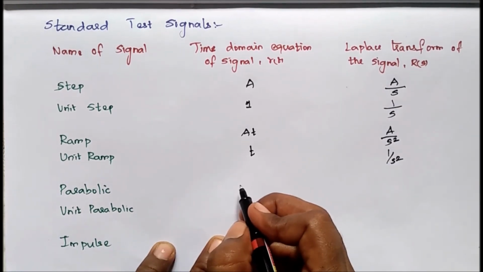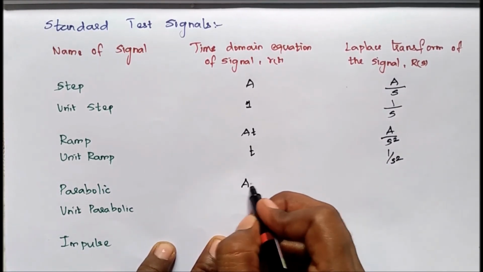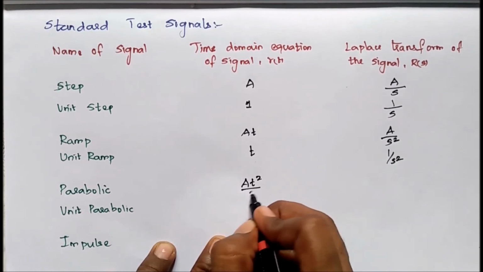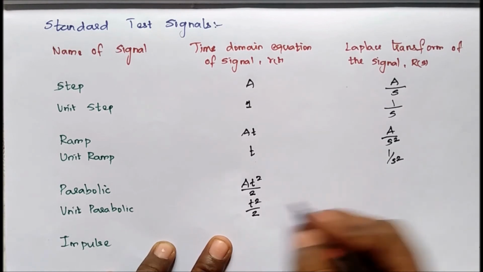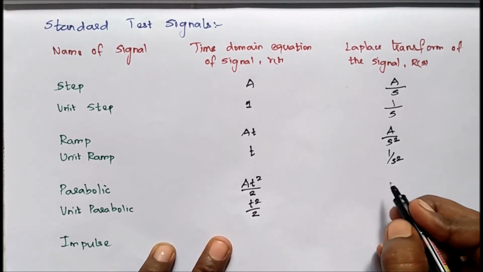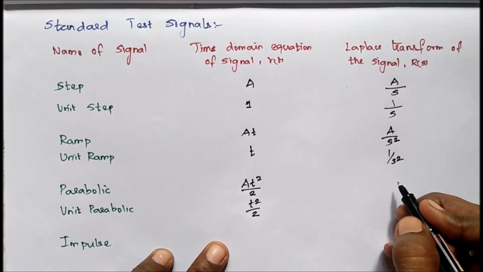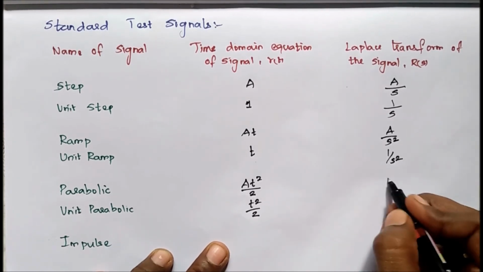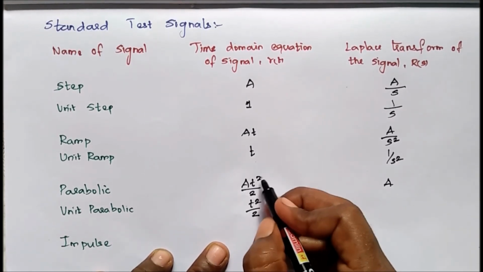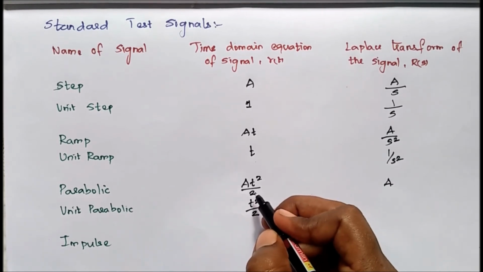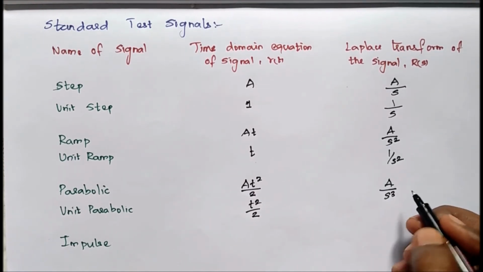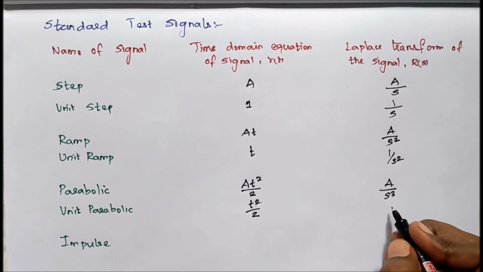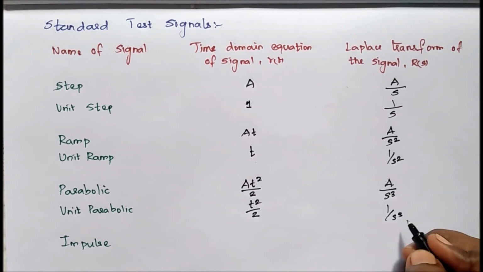Similarly, for the parabolic signal, we know the expression is A t square divided by 2. The unit parabolic is t square divided by 2. Now we take the Laplace transform. For the constant A, then t square divided by 2, the Laplace transform of the signal is 1 by s cube. For the unit parabolic, A will not come, therefore 1 by s cube alone.